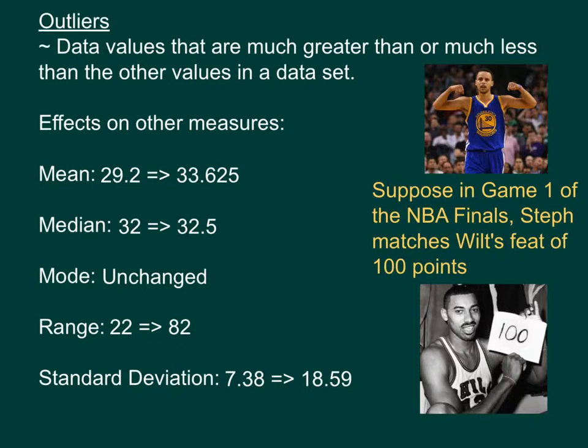It goes from 7.38 to about 18.59. This means that in a typical game, we would expect Curry to score within 18.5 points or so of the mean, which has jumped up to 33.6. So roughly speaking, we would think that in a typical game, he'd score anywhere from about 15 points all the way up to 52 points, which is a really huge range, kind of hard to predict in there.